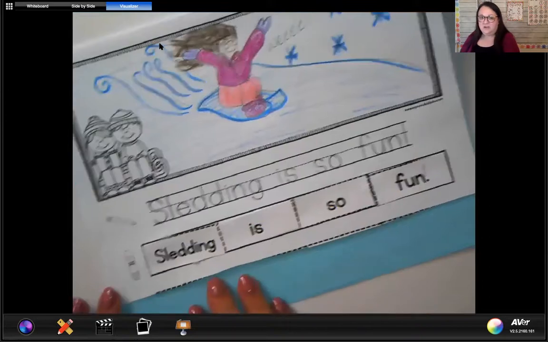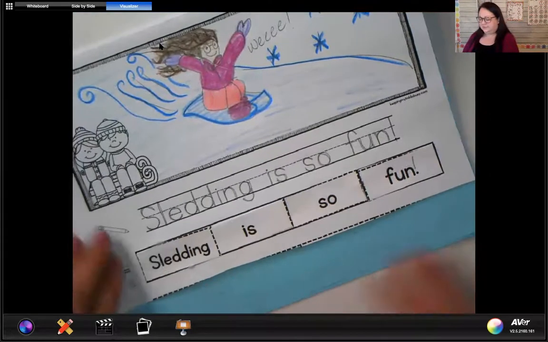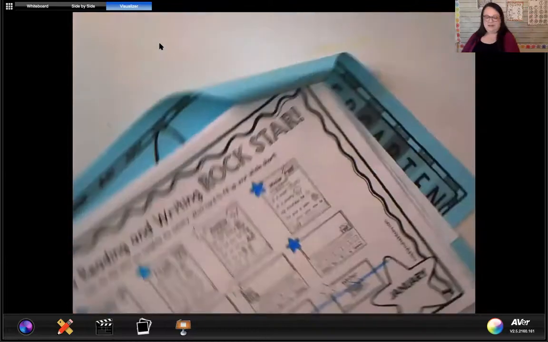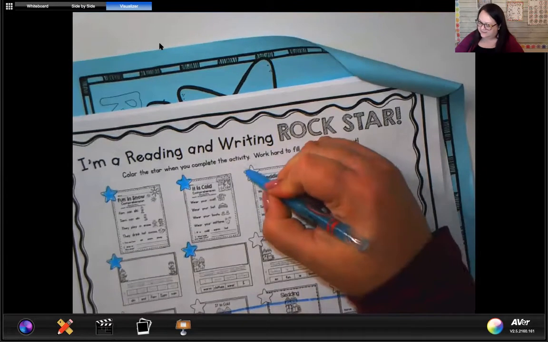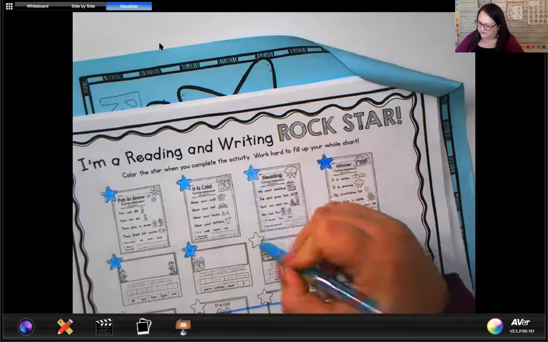All right, so now if you're not done with this, go ahead and press pause and then come back when you're finished. All right, so for the rest of us, let's go ahead and mark our last star in. Let's color that in. Okie dokie. So the last one we did here is sledding. And we did the writing.